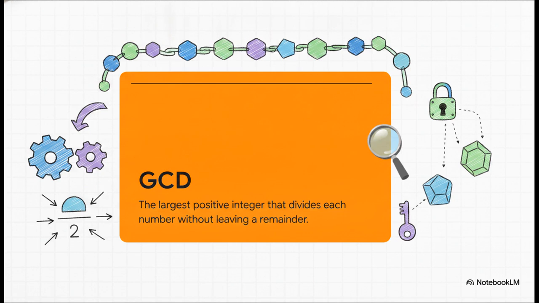It's the largest integer that cleanly divides a set of numbers without any remainders. We use it all the time for simplifying fractions, finding sequence patterns, and even in advanced cryptography. But here's the thing. Trying to find the GCD by brute force, like checking every single integer from 1 up to n, is painfully slow.